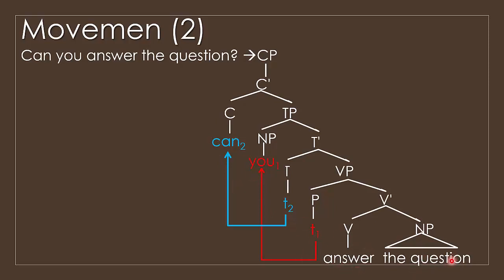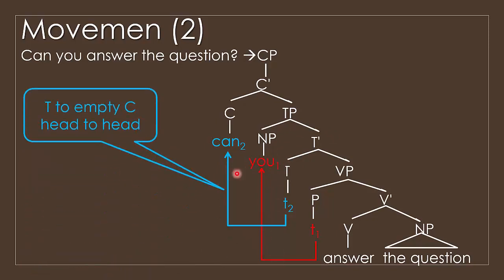Can you answer the question? Let's see the types of movement we have over here. First, we have an NP, the NP "you", which is produced as a specifier of V. Then it moves to the specifier of T because every sentence should have a subject.